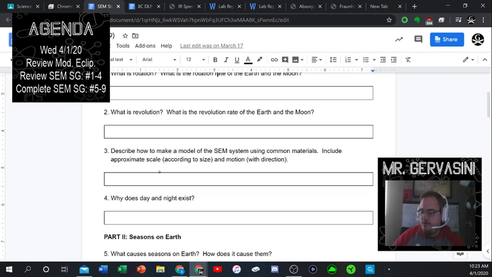Number 3, I went over it a little bit with you. I had some good diagrams sent to me. People were asking, is this good? Does this work for what you were asking for? I said, yep, pretty good. I just wanted you to make sure that you were using common materials like you would use around your house or in the classroom to make your model. So you can know everything about rotation, revolution, the scale, the movement, the timing, perfect. Just think about common materials.